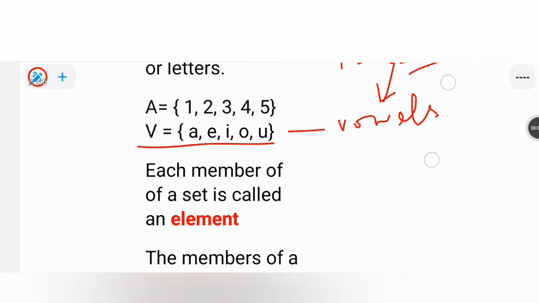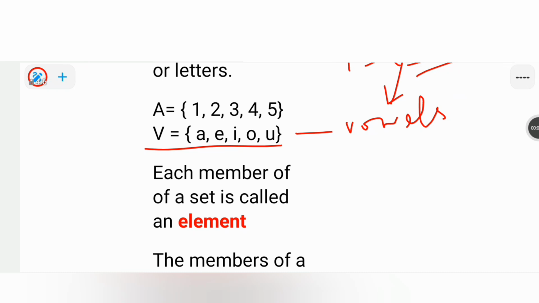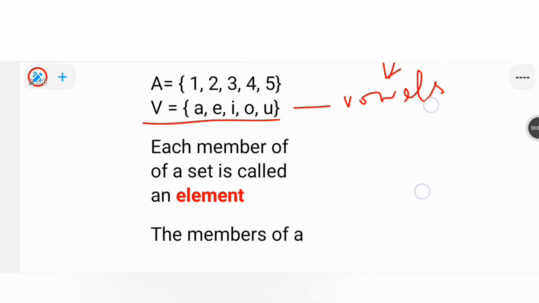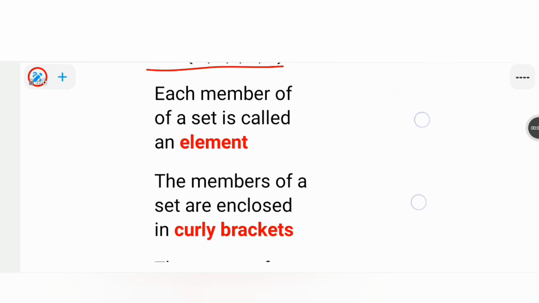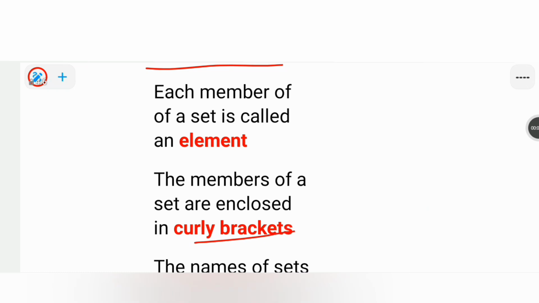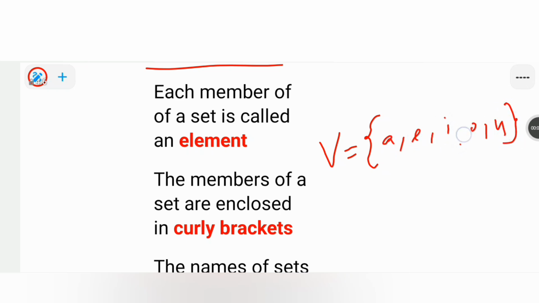Each member of a set is called an element. So this A is an element, E is an element, I is an element, and so on. They are the members of the set, so they are called elements. The members of a set are enclosed in curly braces. So when you write V equals, open your curly bracket, A, E, I, O, U. This is your curly bracket here. The members of the set must be inside that bracket.